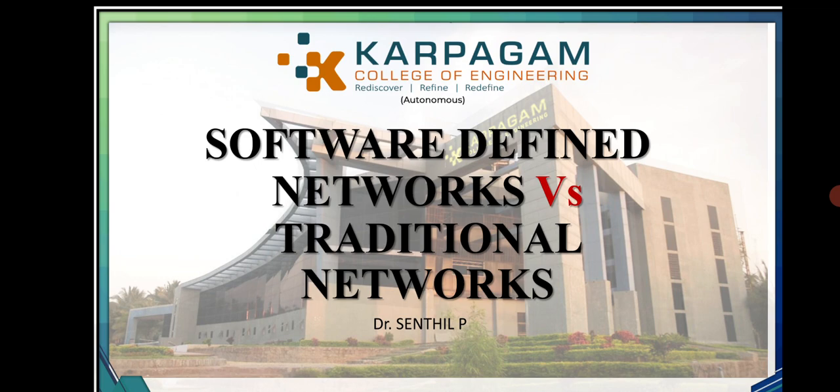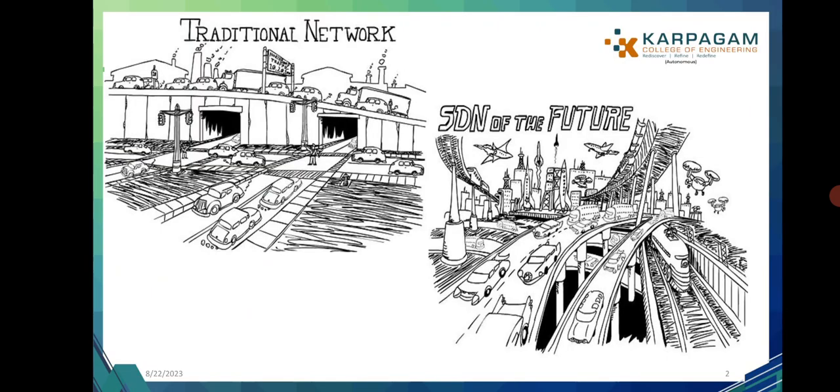So today's topic is software-defined networks versus traditional networks. By this image, you can see the difference between two different traffic networks. That is, the left side one is the traditional network, and the right side one will be the future traffic network, right?